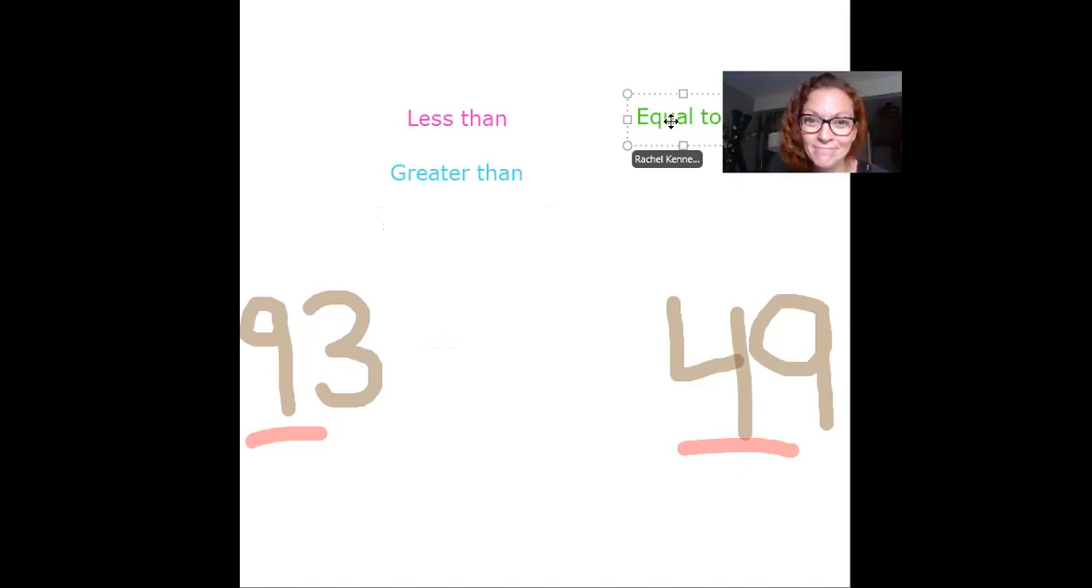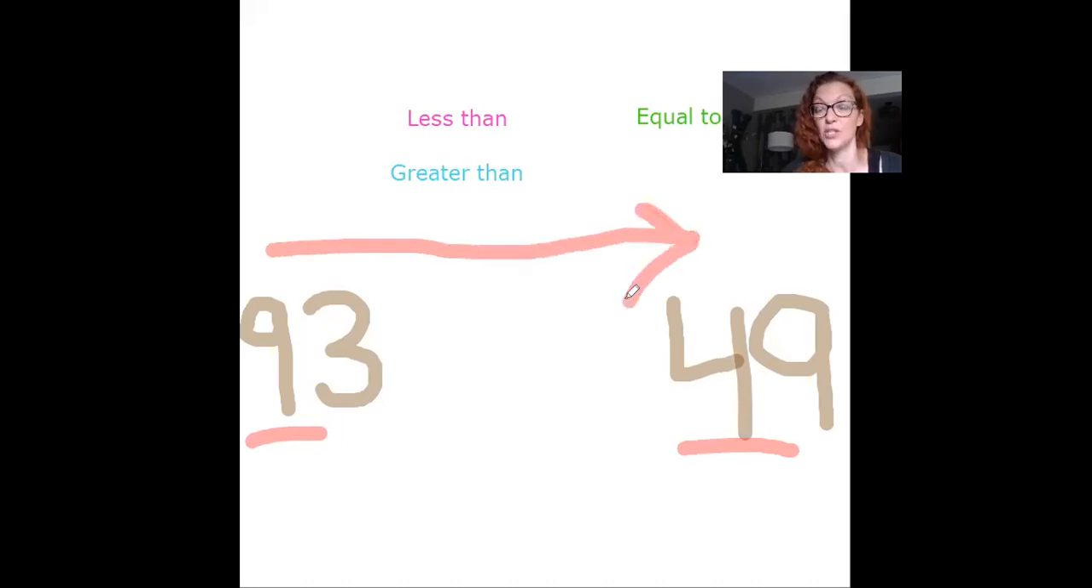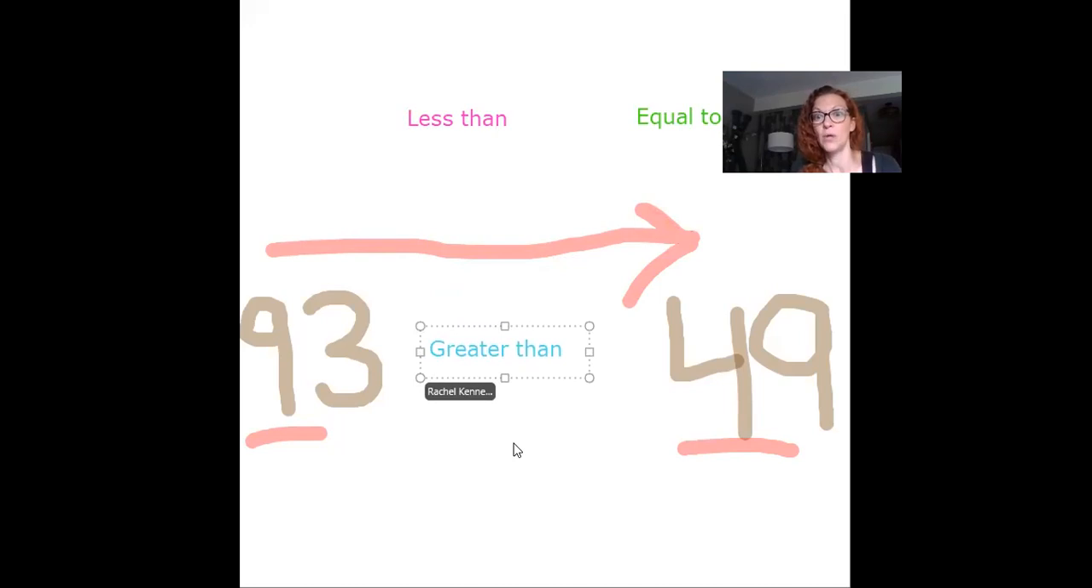I like watching you work. Okay. Ooh, I like it. So you said that the 9 is bigger than the 4. So that means just like when we read, I have to write it this way. This is the way I read the math too, just like in our regular reading. So we have to have 93, and you were spot on. It's greater than 49 because 93 is bigger. You got it. Very nice job.